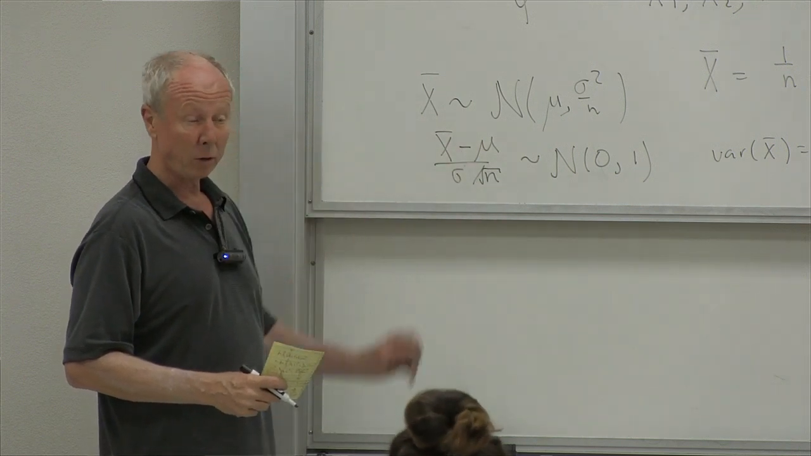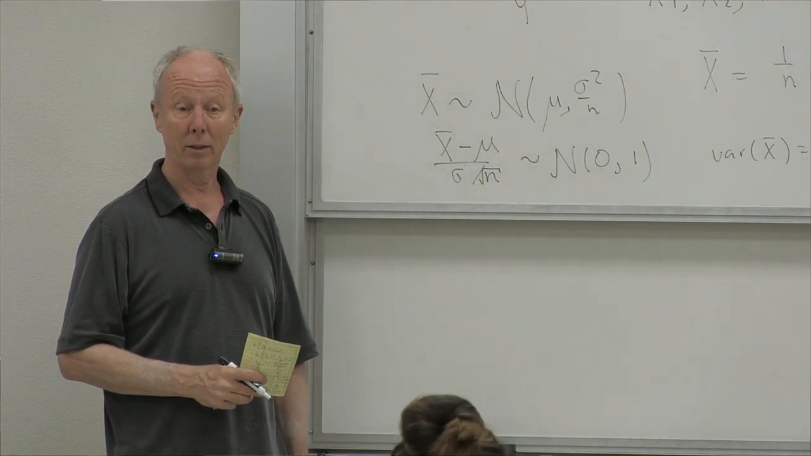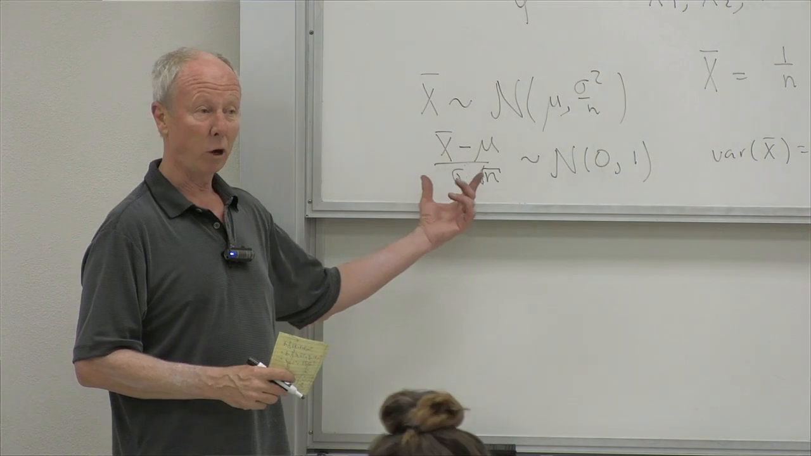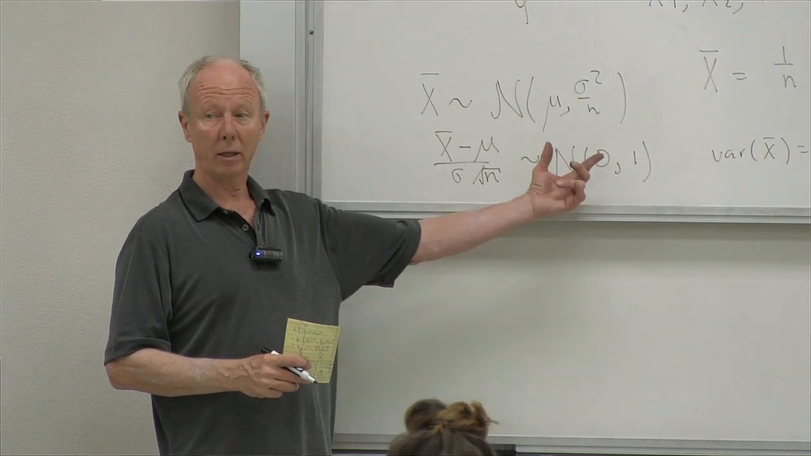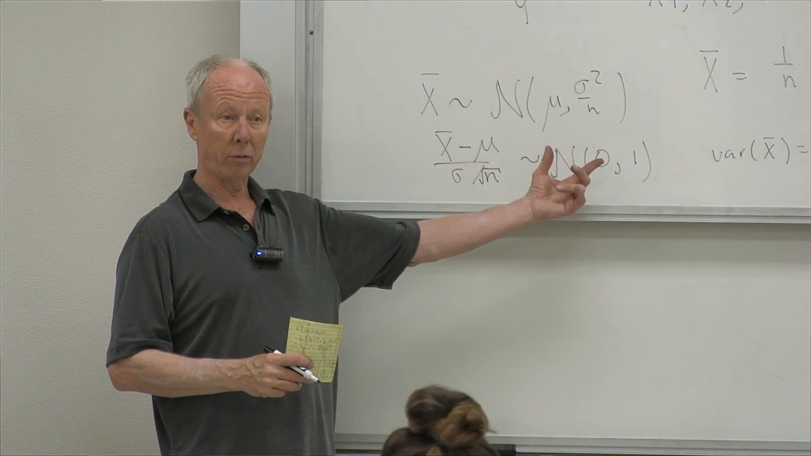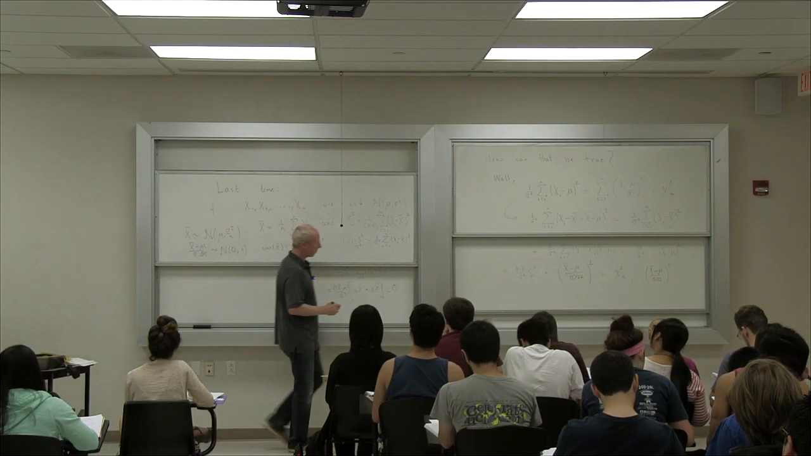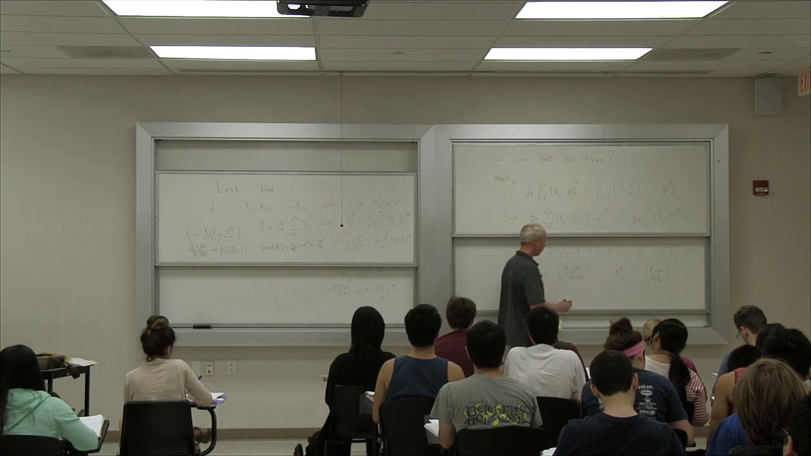Now if I square that, what do I get? What happens when you square a normal with mean 0 and variance 1? That's chi squared with 1 degree of freedom. So this guy here is chi squared with 1 degree of freedom.